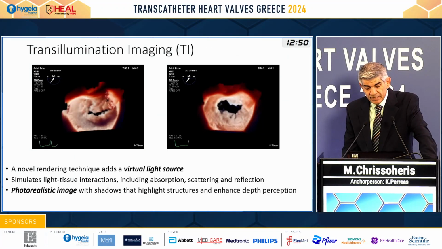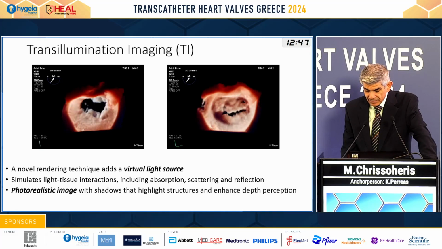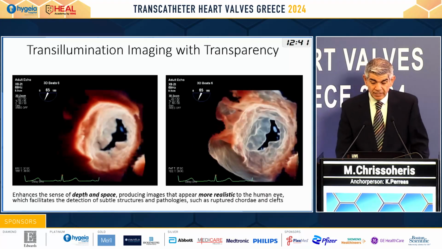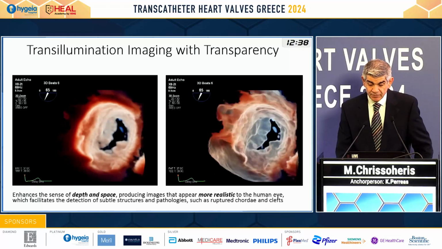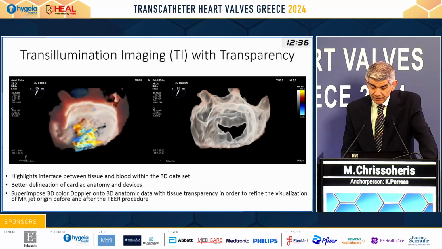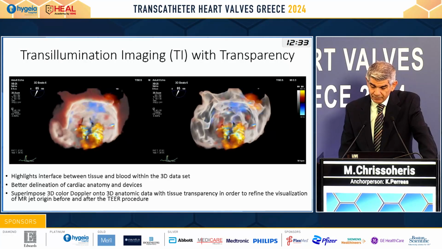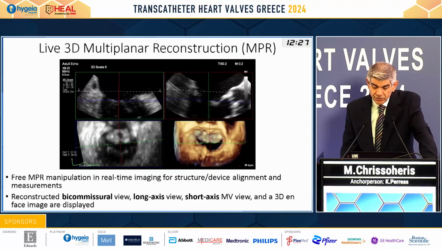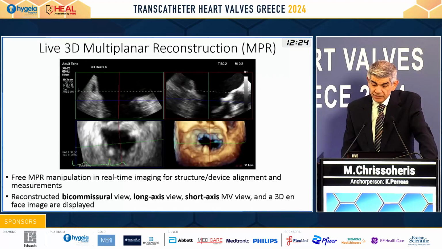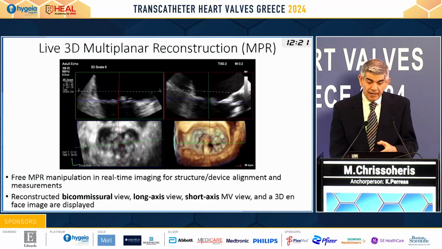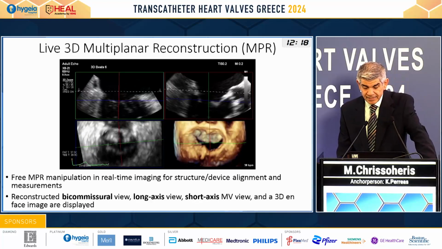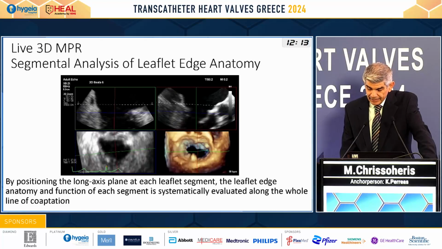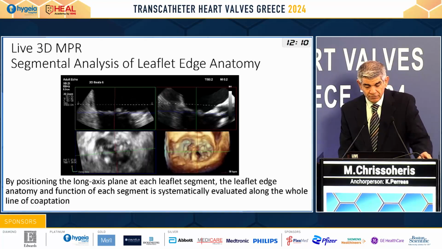In addition, transillumination imaging, as we saw before, gives us a very nice rendering of the valve and improves understanding of the leaflets. Also, transillumination with transparency helps us a lot to understand where the pathology of the mitral valve is, and in particular, for color, where it originates. The big evolution in imaging is real-time multiplanar reconstruction, which we use heavily in our procedures, where we get a 3D volume and analyze it in commissural, long axis and short axis views. This allows us to very accurately identify the leaflets and the morphology of the valve.